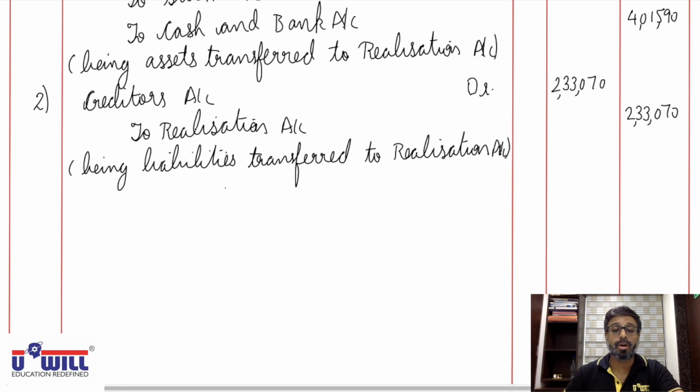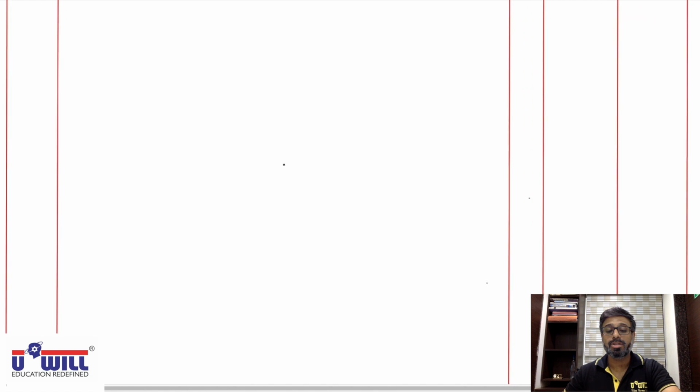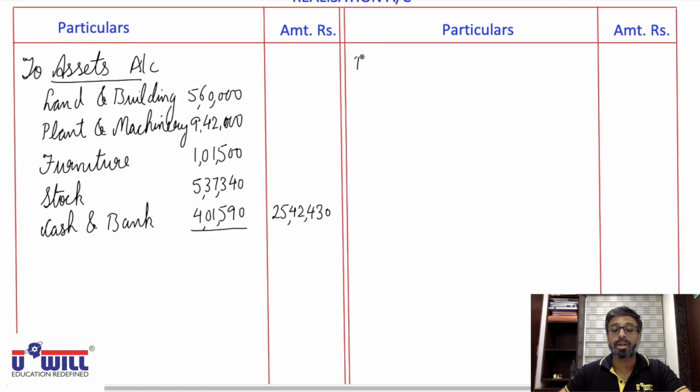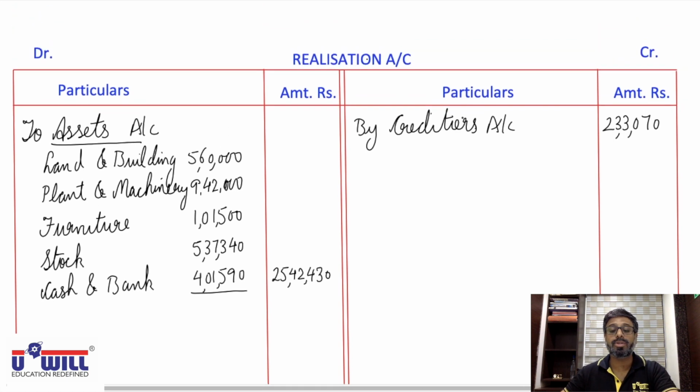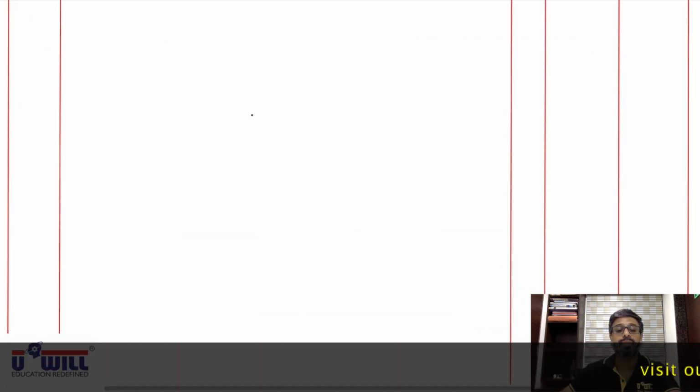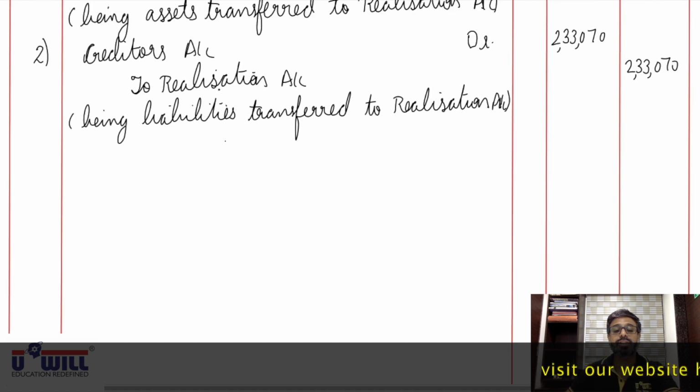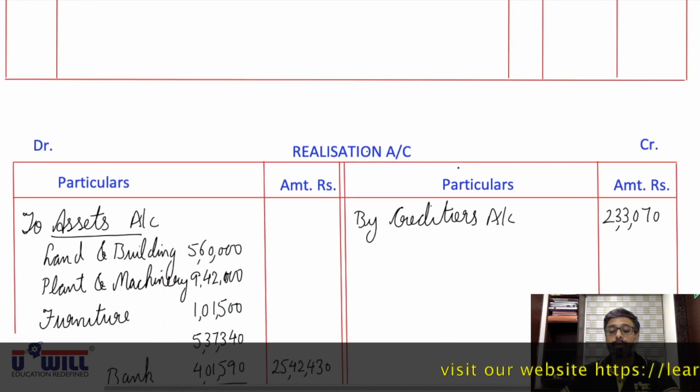Now, as I said, all first 6 entries will have one effect only, to realization. So in realization, we'll write it on credit side. Now, since there is only one liability, no need to give the heading liabilities. Straight away you can record by creditors account 233070. So single effect only for this. Okay, to realization, so realization on credit side, opposite account by creditors account 233070.